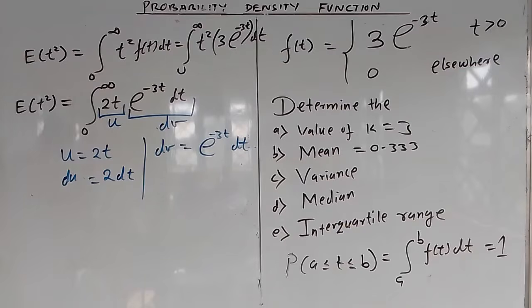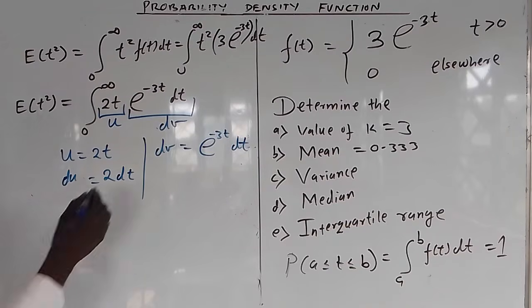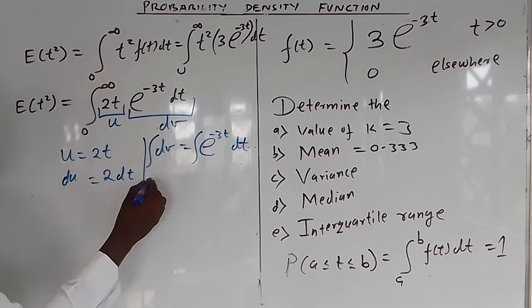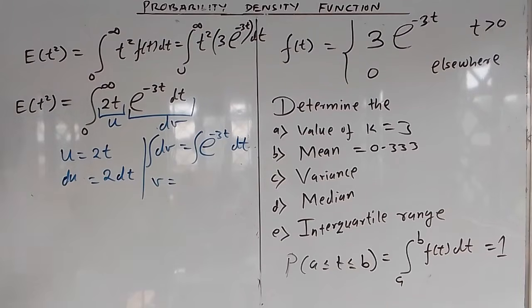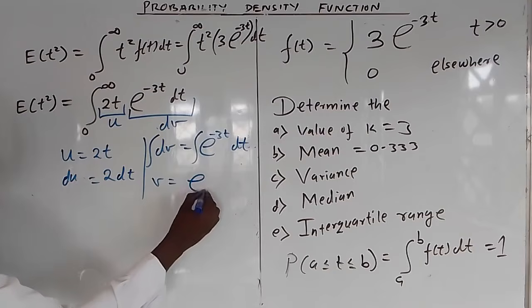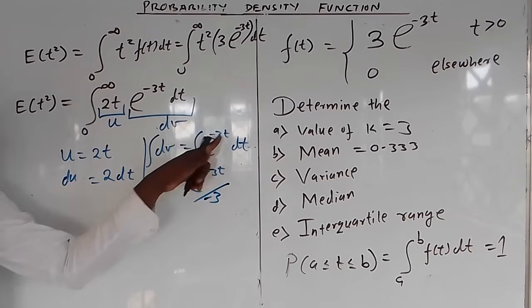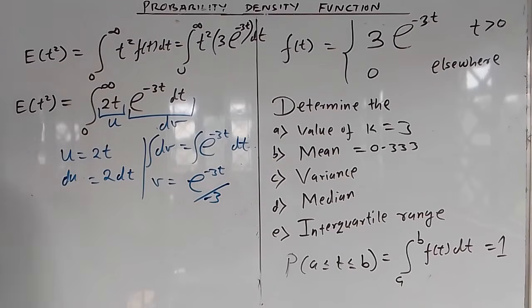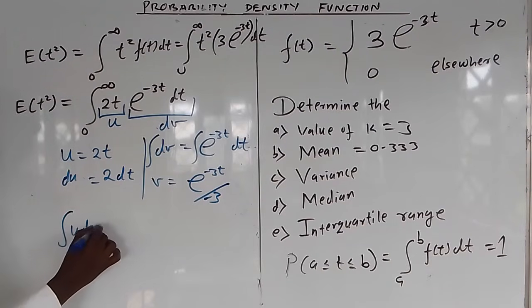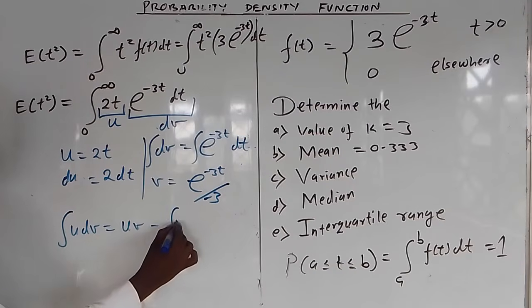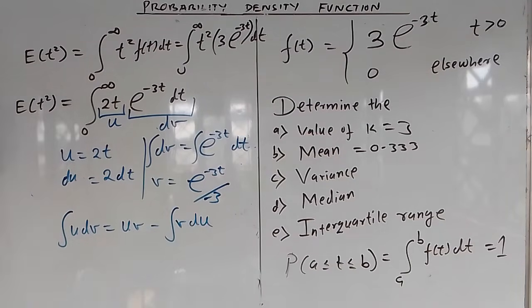Are we together? Good. So if you integrate both sides of the equation, here you will remain with v, isn't it? If you integrate exponential negative 3t, it remains the way it is, then you divide by the derivative of the inner function, which must be a constant, and it is that negative 3 you are seeing there, isn't it? Yes. So from there, what do you know? When you integrate u dv, you are supposed to get uv minus integral of v du, isn't it? Are we together? Yes. Good.